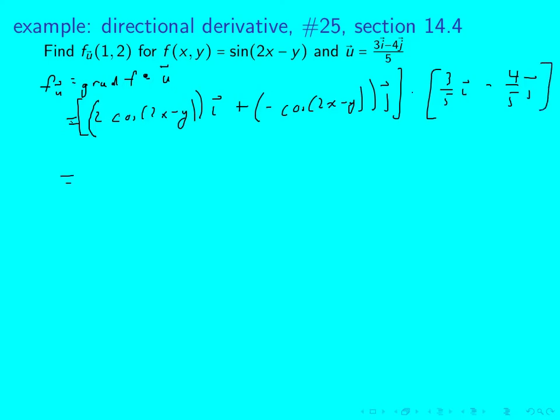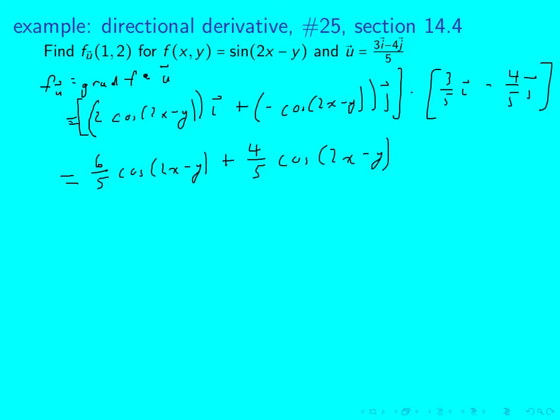Okay, so now we just have to do this slightly messy dot product, but it's not too bad. So let's see if I can do this correctly. We get 6/5 cosine of 2x minus y, minus a minus, so that's plus 4/5 cosine of 2x minus y. Hopefully I did that correctly. And notice that the vectors are gone. This directional derivative is not a vector, it's a scalar.